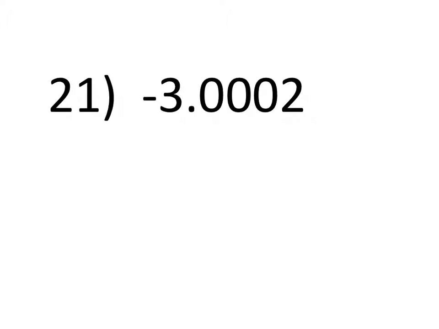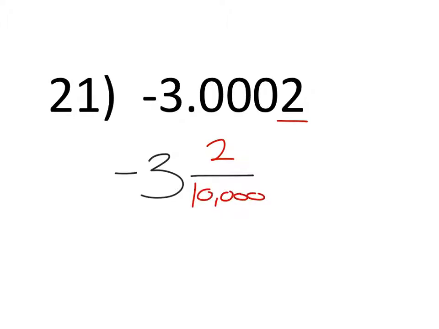So this one, this is negative, so it'll definitely be -3 and some stuff. Right here, we've got this 2, because that's all we got. And then its place value is the 10,000s. So I'm going to make it over 10,000. Well, we can simplify these by dividing both of them by 2, and that gives us 1/5,000th. So -3 and 1/5,000th would do.